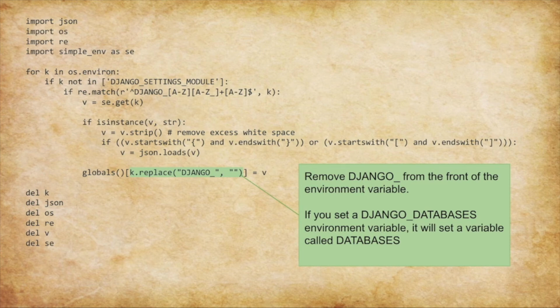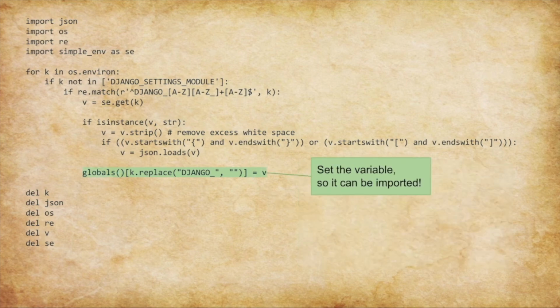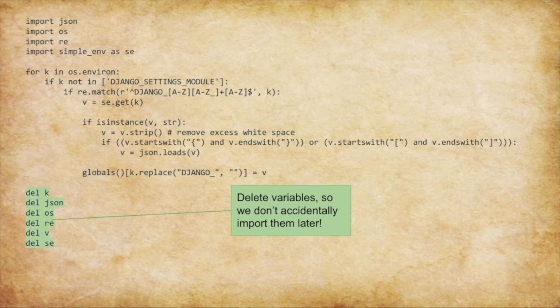In this step we are removing that DJANGO underscore because the Django setting isn't called DJANGO_DATABASES, because that would be redundant. We know we are using Django. So it sets the variable name to just DATABASES, or whatever that Django setting is called. We are almost done. We now want to delete all these incidental variables that we created to make sure we're not accidentally importing them later.